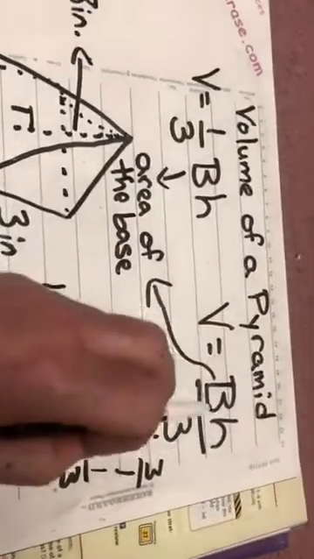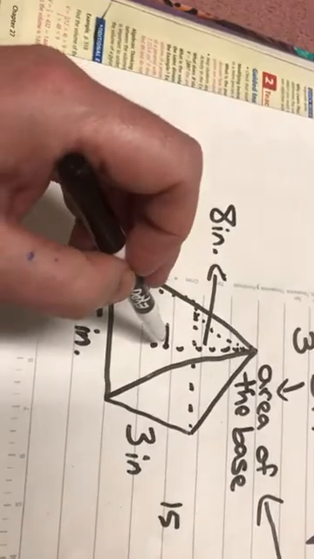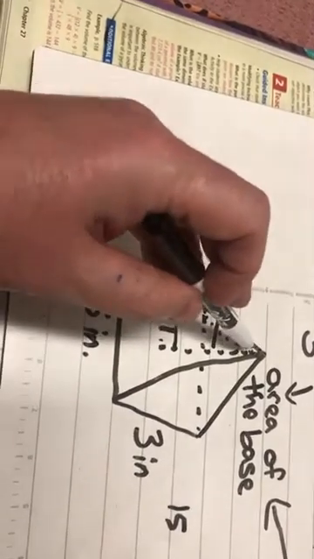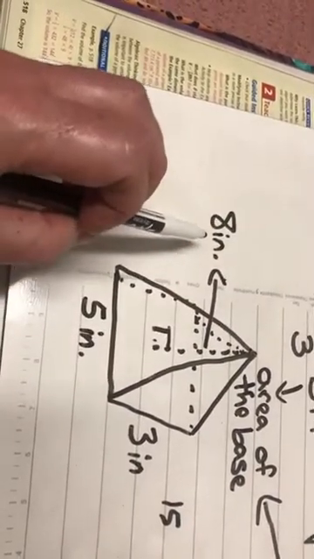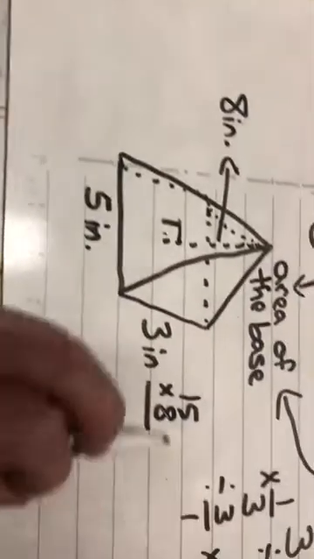But then the formula tells me I have to multiply that by the height. Okay, well, so I come back over here to my pyramid and I see that from the bottom of the pyramid to the top of the pyramid is a height of 8 inches. So I'm going to take that 15 and I'm going to multiply it by 8, which isn't hard to do.